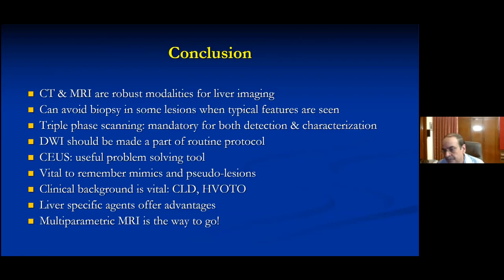To continue with the questions, Dr. Gurunath from Hyderabad wants to know what is the role of superparamagnetic iron oxide for HCC imaging, and is this contrast medium available in India? Are Indian radiologists using it?